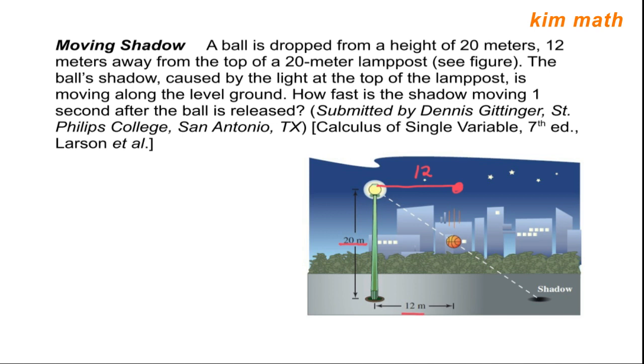For example, after some time the ball is moving here. Assume at a specific point your ball is here, then the shadow of the ball will be here. Is it understandable? So before proceeding, please understand this ball is moving this way, then the shadow of the ball will move this way. Good? How fast is the shadow moving 1 second after the ball is released?